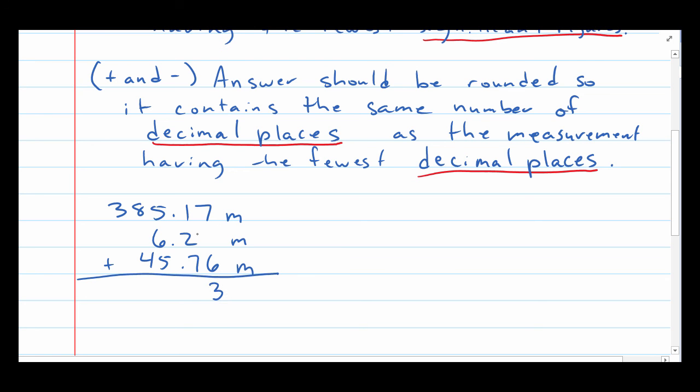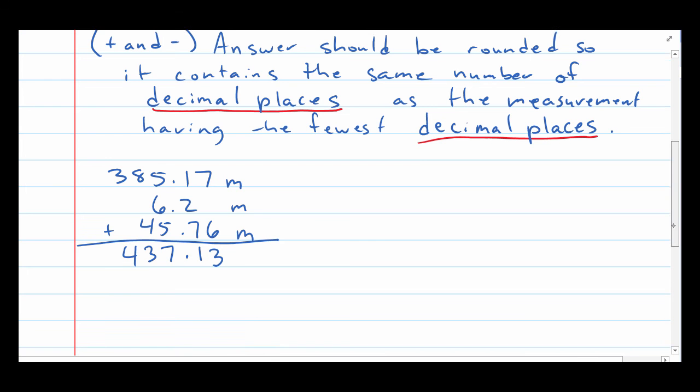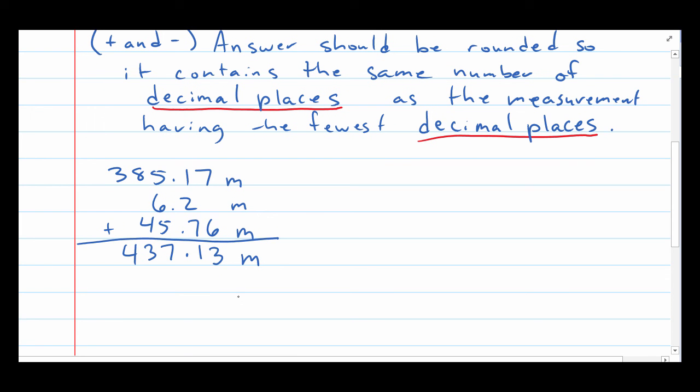So this would be a 3. Looks like this is going to be a 1. This will be a 7. This will be a 3. And this will be a 4. So we wind up with 437.13 meters. So now this is not properly rounded yet, or maybe it is, but let's just see.